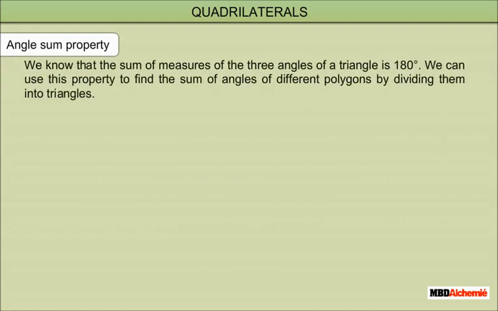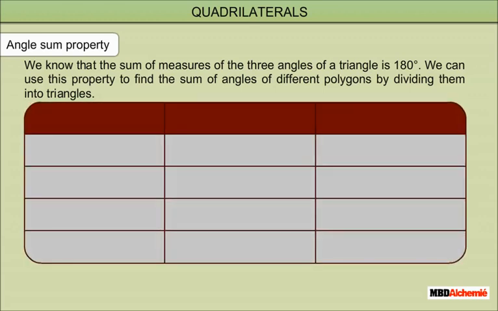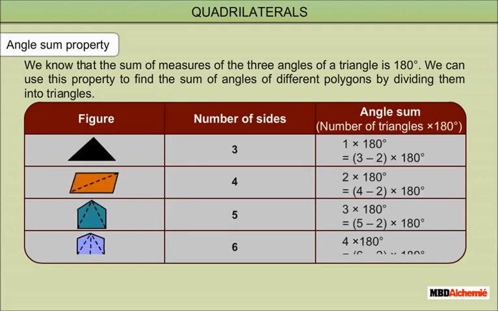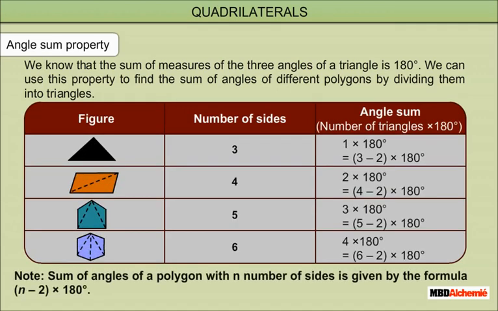We know that the sum of measures of the three angles of a triangle is 180 degrees. We can use this property to find the sum of angles of different polygons by dividing them into triangles as shown in the table. On the basis of the above observation, we can say that the sum of angles of a polygon with n number of sides is given by the formula (n minus 2) into 180 degrees.